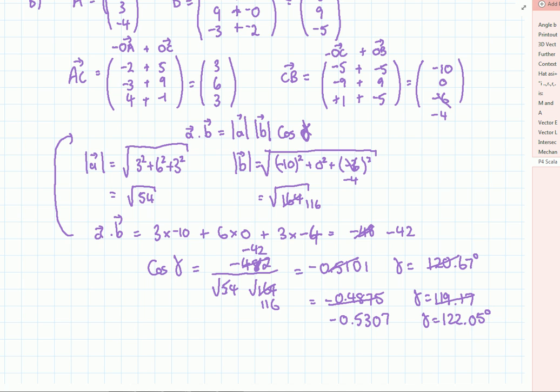Now we found the obtuse angle. You've got A, C, B, and we found the angle going like that. The alternate angle, the acute angle, would be 180 minus this, which is 57.95.